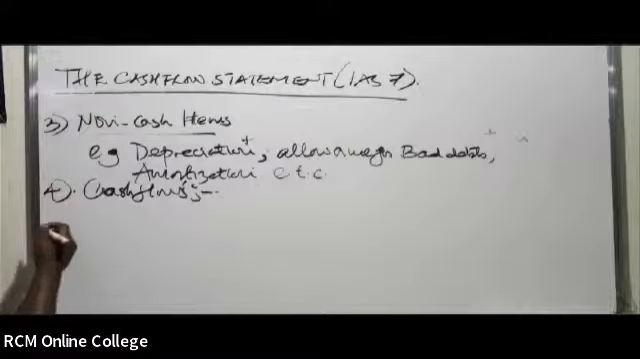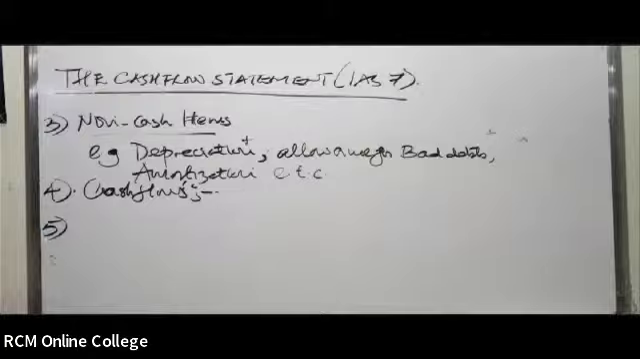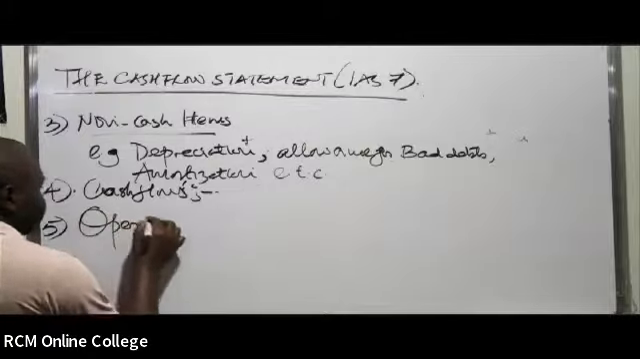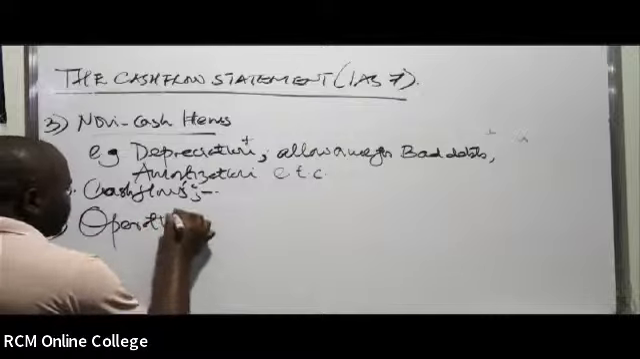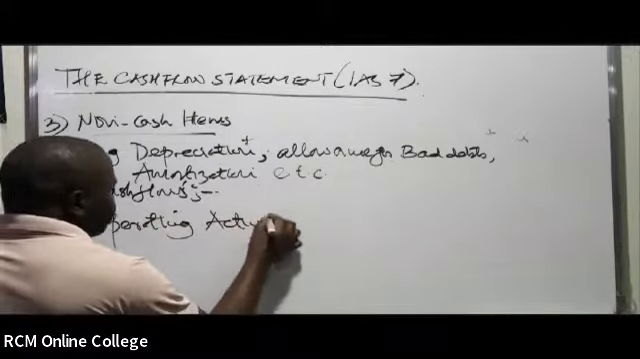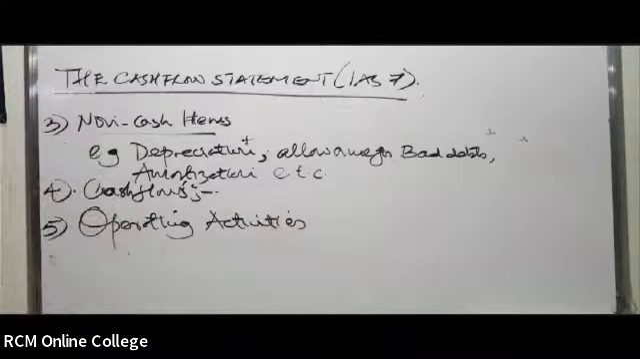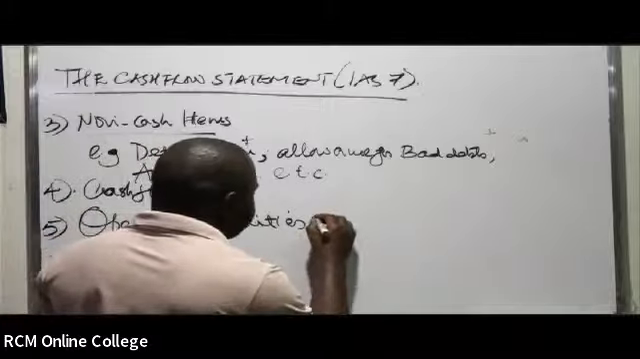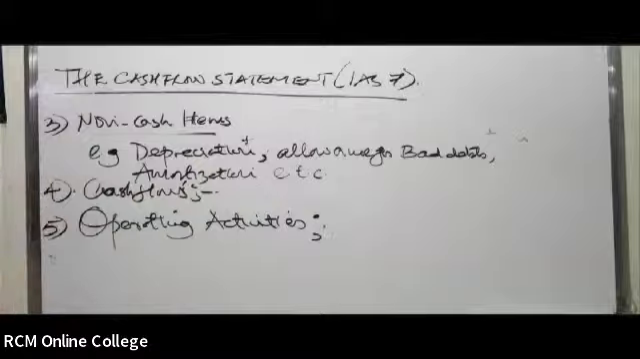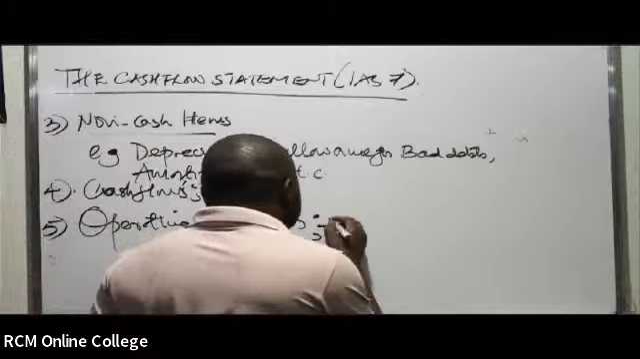Then we have another term that you also have to know. We have the operating activities under the cash flow. So you can write operating activities. When you look at the format of the cash flow statement, one of the categorizations of the cash flows will be under what we call the operating activities.